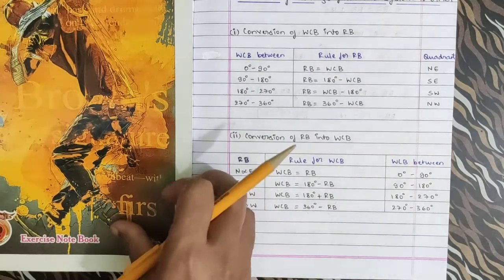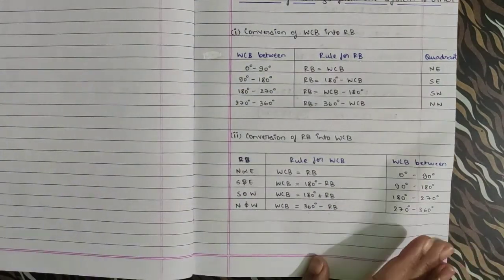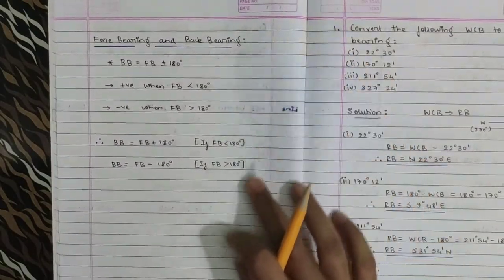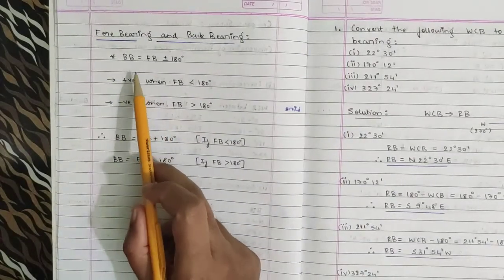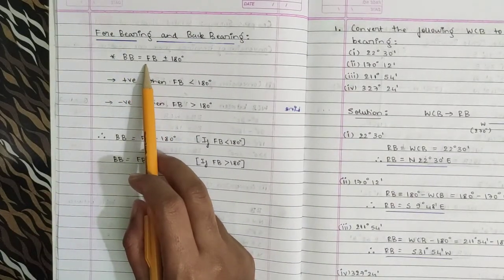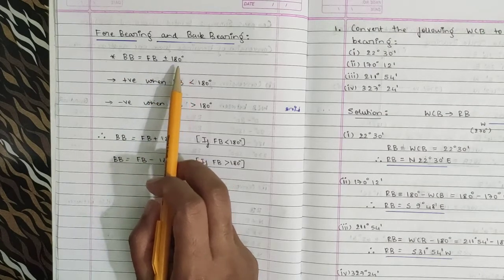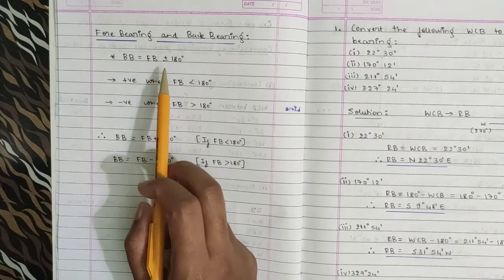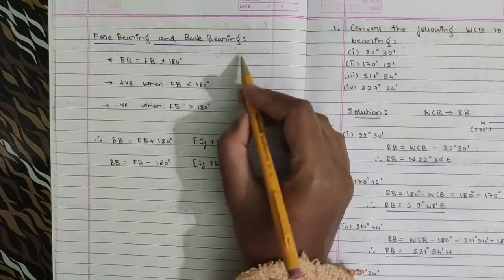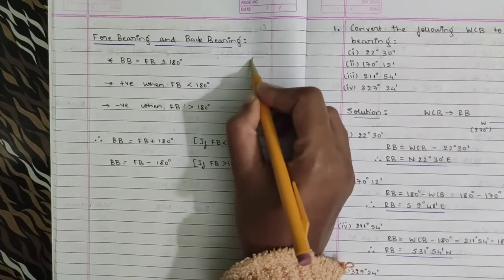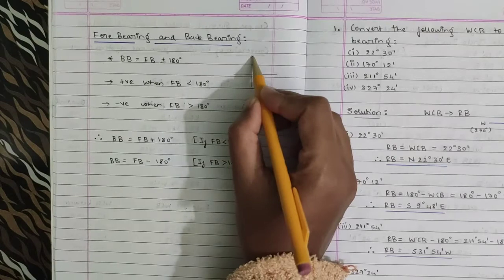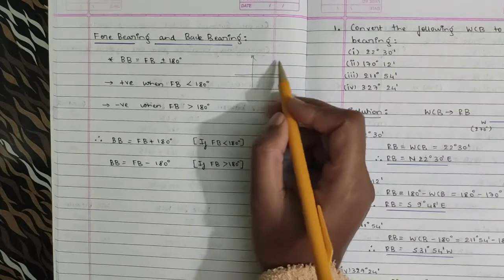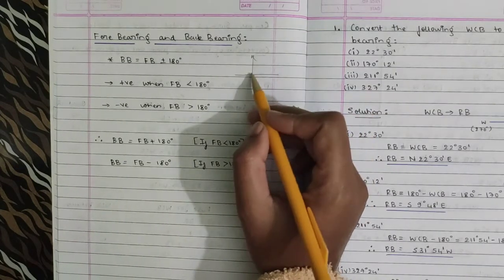Now, hope this is clear to you. Then coming to the next part, forebearing and back bearing. You have this formula for back bearing: back bearing is equal to forebearing plus or minus 180 degree. Forebearing is the angle measured from the meridian or from the north. In the whole circle bearing, it is the angle measured from the north to the direction of progress of the survey line, that is forebearing.